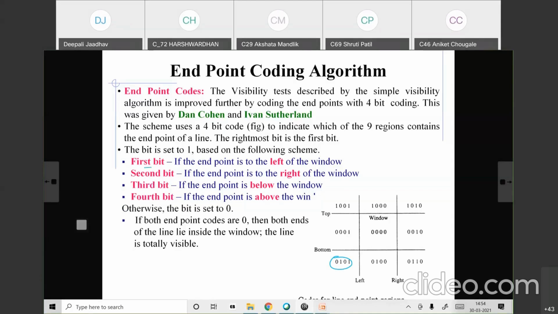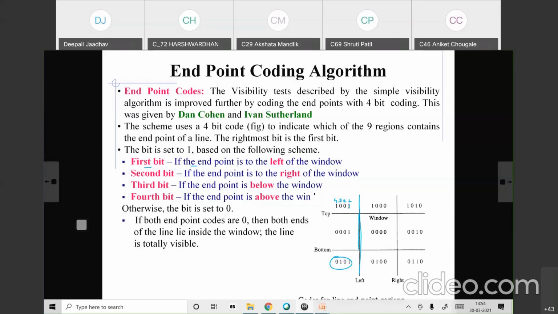The rightmost bit is considered as the first bit. This is our first bit, this is second, this is third, and this is fourth bit, as we use in the binary representation. Okay. So first bit, if it is 1, the end point is to the left of the window.